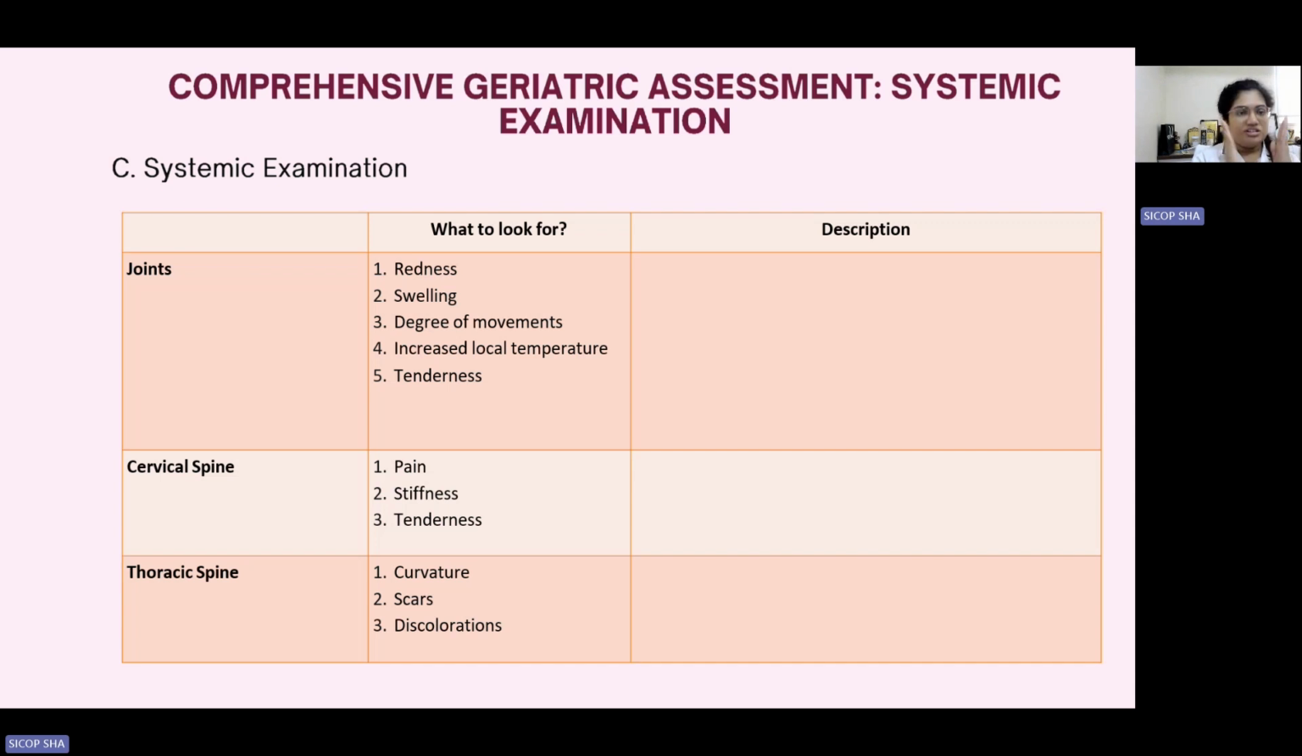After this head-to-toe examination, we go for a systemic examination, meaning the different systems of the body. Firstly, we assess the joints. What we look for here: redness, swelling, degree of movements, increased local temperature or tenderness. Then the cervical spine, where we look for pain, stiffness and tenderness. Thoracic spine: we look for curvature, scars and discoloration.